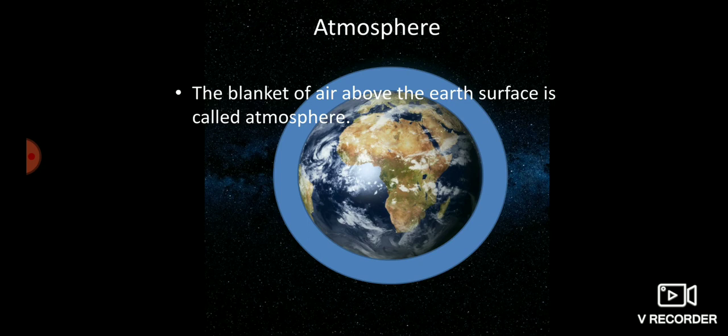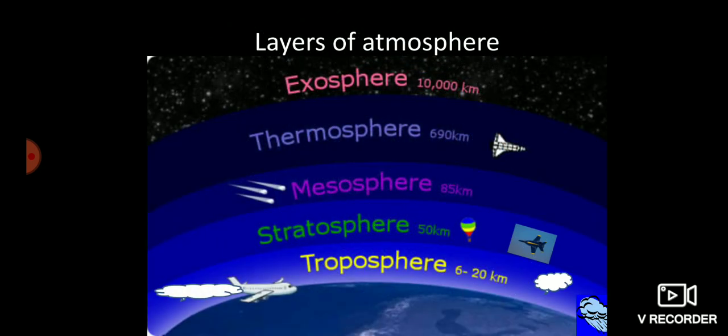This atmosphere has 5 layers. What are the 5 layers? Troposphere, stratosphere, mesosphere, thermosphere and exosphere. Atmosphere is about 10,000 km high above the Earth's surface.